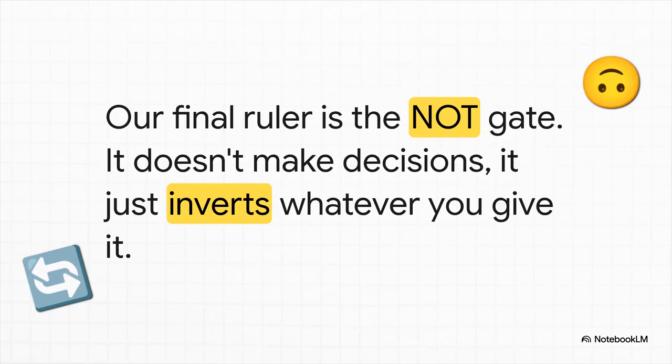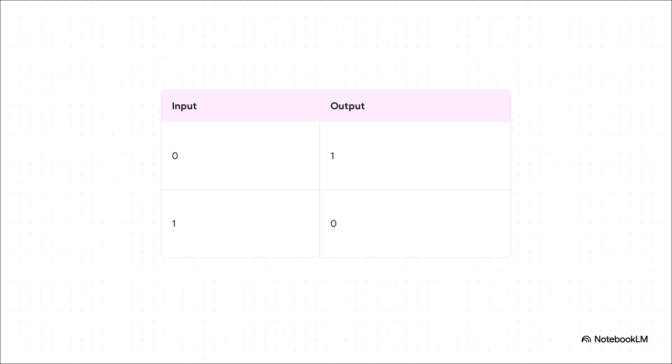And our third and final ruler is the simplest of them all, the NOT gate. This one doesn't make any decisions. It just does one thing and one thing only. It inverts. It just flips whatever you give it. Yeah, this one's a little different.